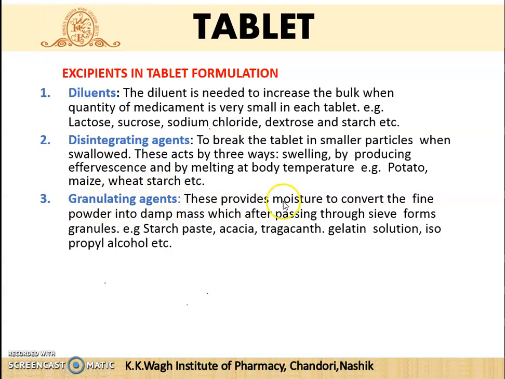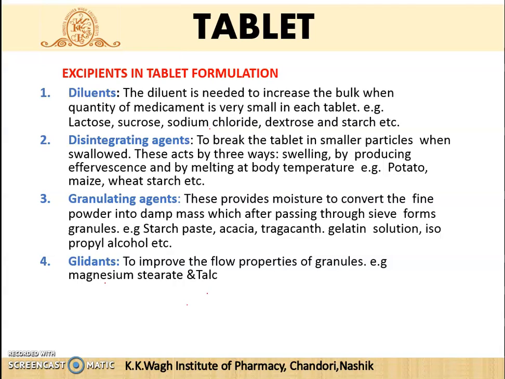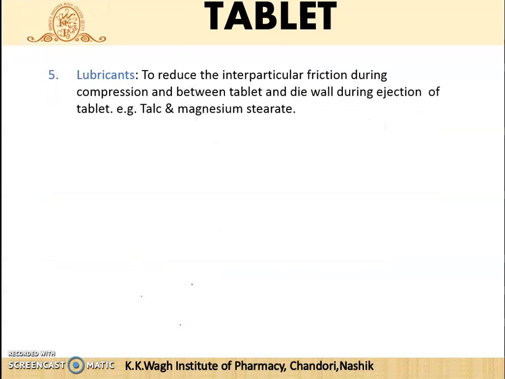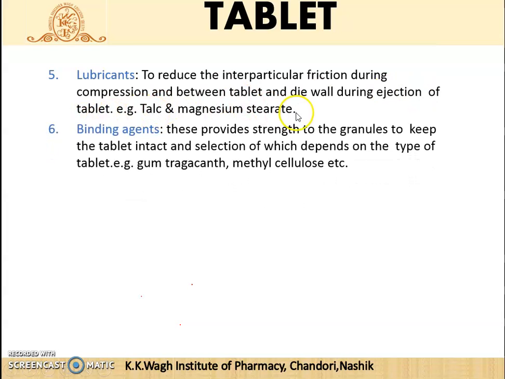Then granulating agents. These provide the moisture to convert the fine particles into a damp mass after passing through the sieves. Examples of this: starch paste, acacia, tragacanth, isopropyl alcohol, etc. Then next one is the glidants. Glidants improve the flow property of the granules. An example of a glidant is magnesium stearate. Then lubricants. Lubricants reduce the interparticular friction during compression and between the tablet and die wall during the ejection of the tablet. Examples of it are talc and magnesium stearate.